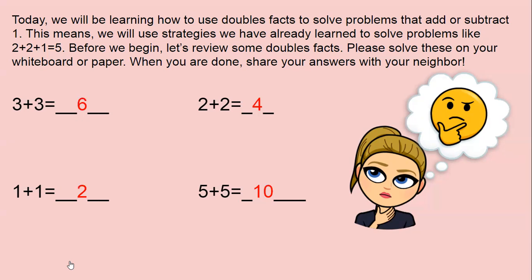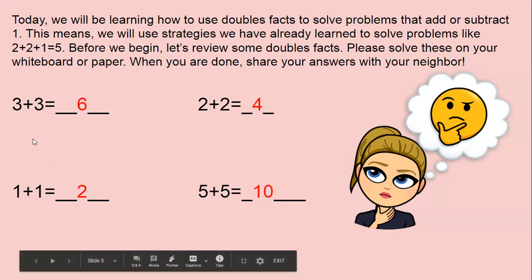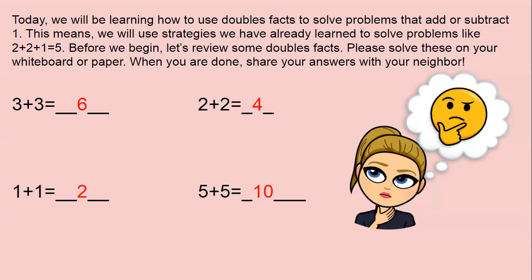All right, let's look at our answers. 3 plus 3 equals 6. If you got that right, great job. If you didn't just automatically know that 3 plus 3 equals 6, you could have counted on. So that means you have taken the 3 and counted on 3 more, like this. 3, 4, 5, 6.